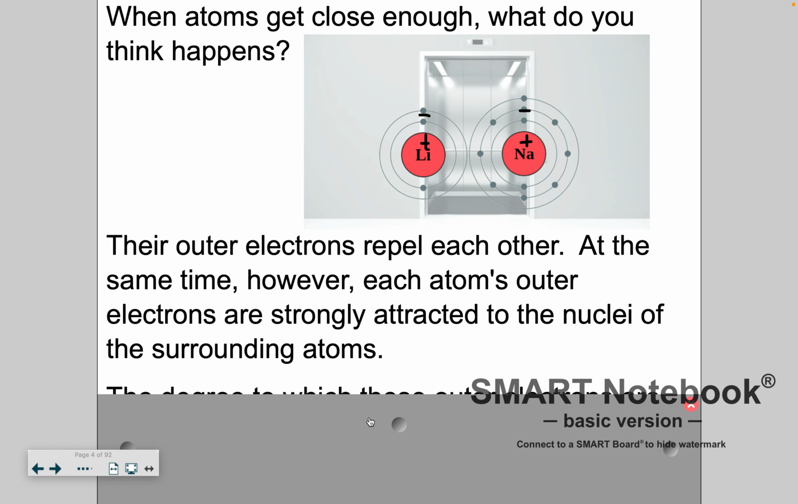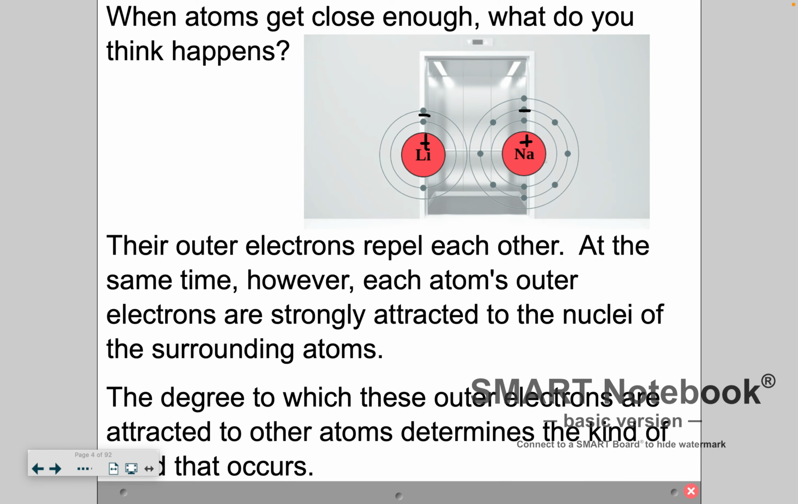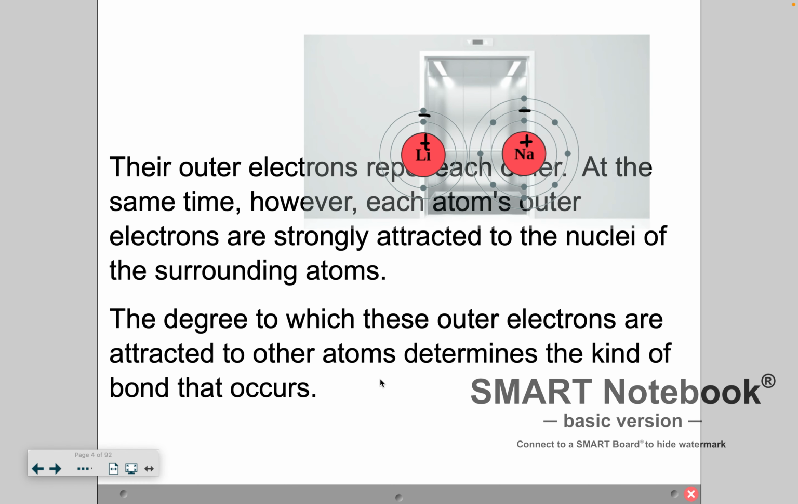All right, well, take a look at what an atom is made up of. It's made up of subatomic particles: protons, neutrons, and electrons. Protons have a positive charge, electrons have a negative charge. And so outer electrons will actually repel each other. But at the same time, the outer electrons are strongly attracted to the nuclei of the surrounding atoms. And so eventually you're going to get to a point where those outer electrons are going to be attracted to other atoms, and that will determine what kind of bond will occur.